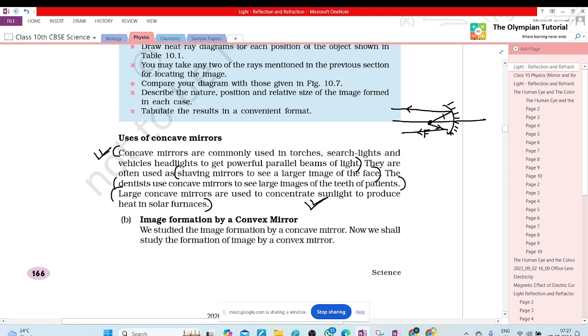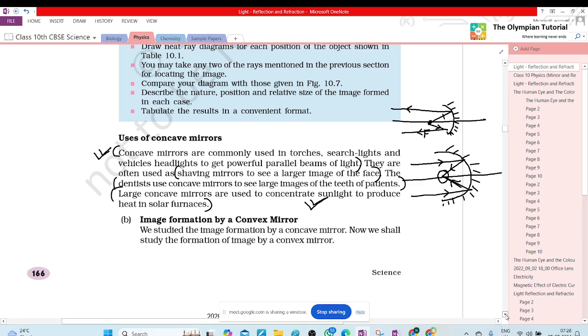For the second and third, shaving mirrors and concave mirrors used by dentists, you will choose the last diagram where a virtual and erect image is formed. And for the last one, large concave mirrors are used to concentrate light, so you will use this one. Parallel rays are coming, they will go towards the focus. That's why in solar furnaces, sunlight is concentrated to one point.